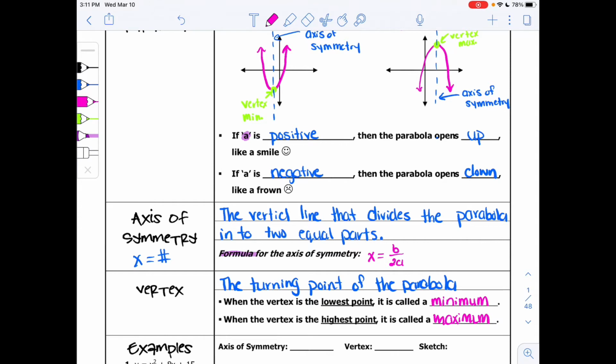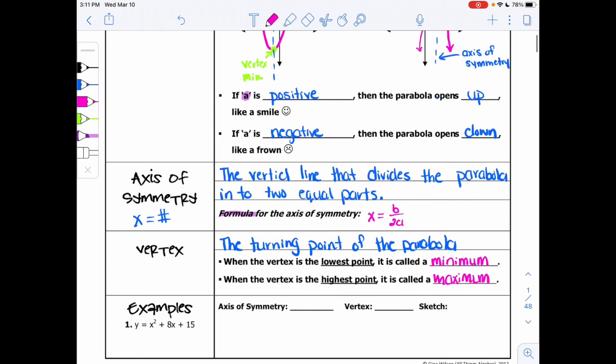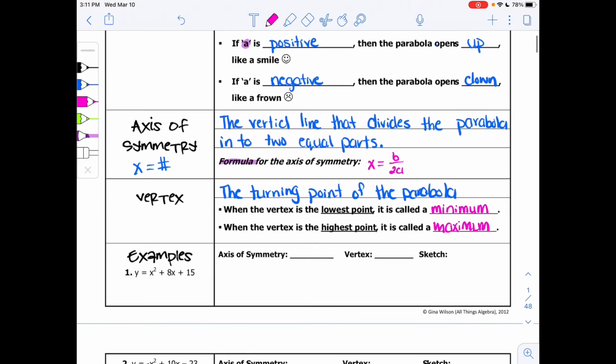So let's take a look at some examples and how we can use those important characteristics to simply sketch a graph. The first one we're going to look at is the quadratic y equals x squared plus 8x plus 15. To sketch a graph, all we need is the axis of symmetry and the vertex. So first we're going to get the axis of symmetry.